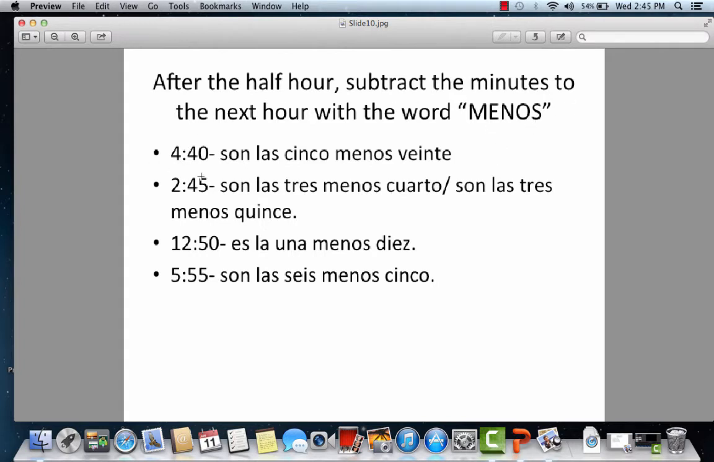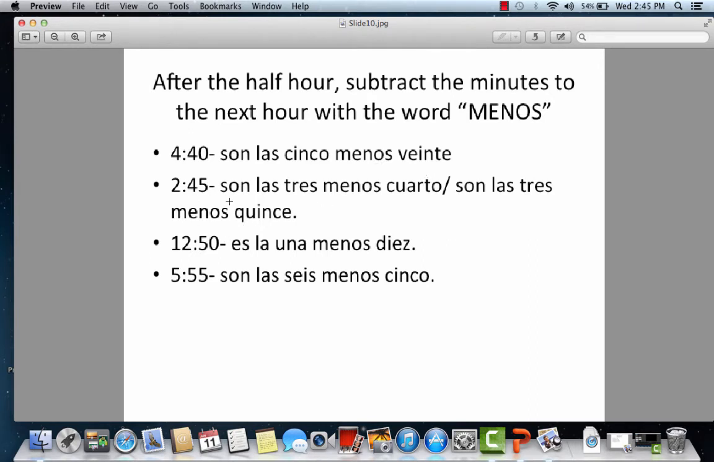Let me give you an example. When you see the time 4:40, you can say in English it is 4:40, or you can say it is 20 minutes till 5. But in Spanish, instead we say it is 5 minus 20 minutes.